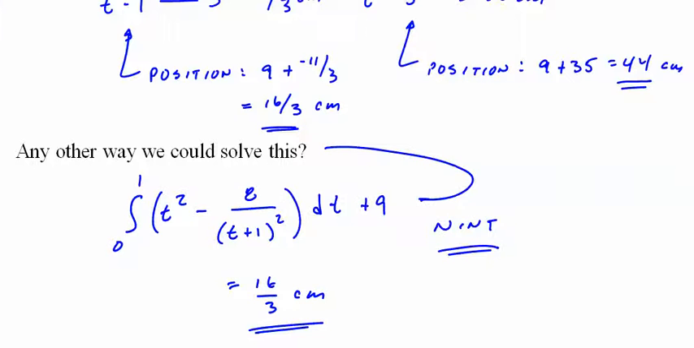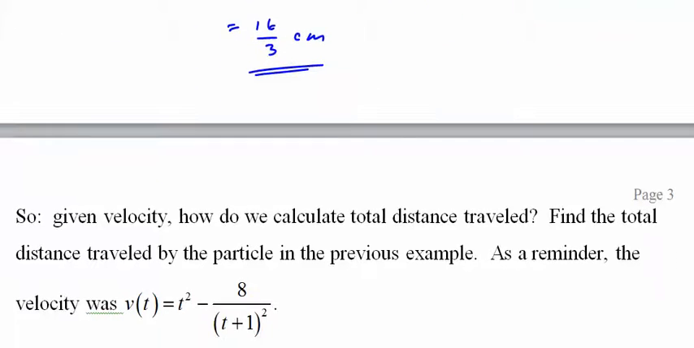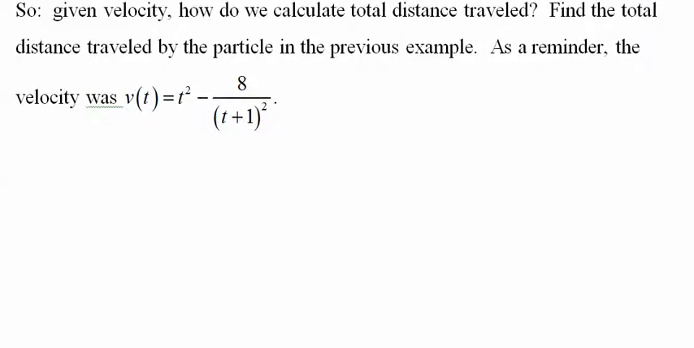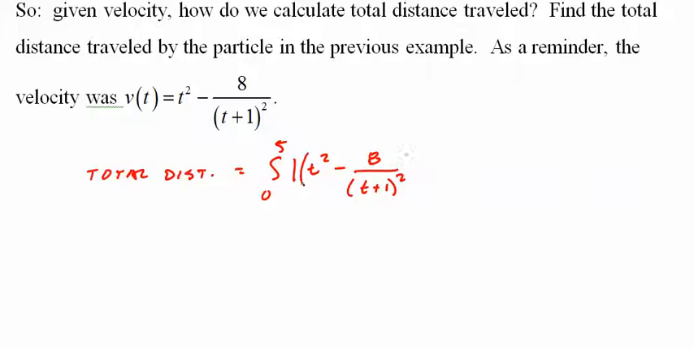Now the only other thing we have to show is how do we find the total distance traveled, because it was going left and then it came back and went right. Well, the total distance is the absolute value, not with a plus 9, because the distance is just where it's traveling, not its position. It's the absolute value of displacement.